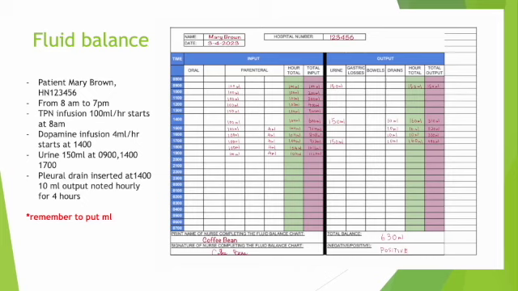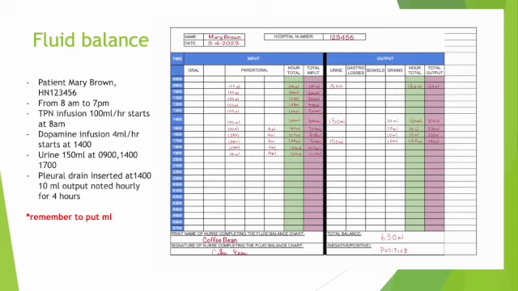And then I'm going to talk about the drain. Unlike infusion, if you insert a drain, you will immediately get the output. So like this one, if the drain was inserted at 1400 and got 10 ml output, not hourly for 4 hours, that's why I put 10 ml at 1400.